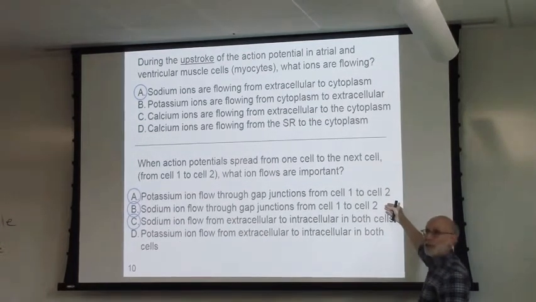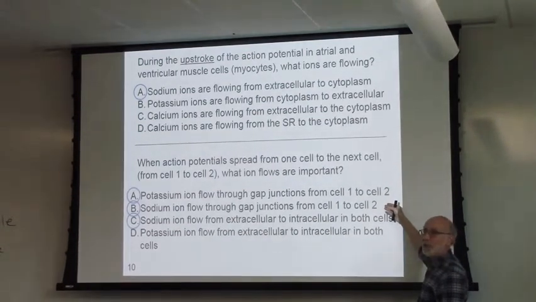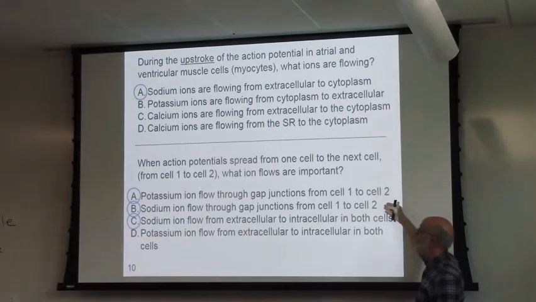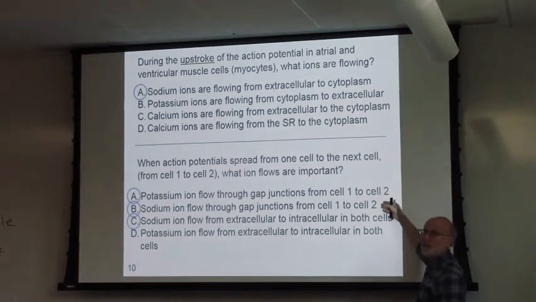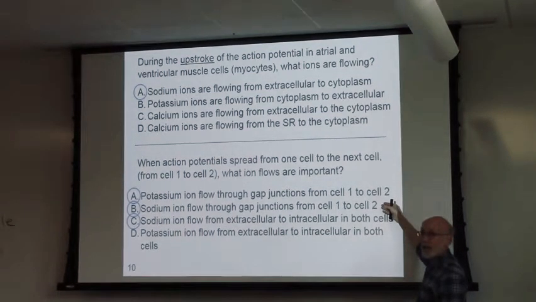But sodium is present in the cytoplasm, so sodium also flows from one cell to the next. That's a true statement. A is bigger than B, but B is a true statement. Is that clear? We have potassium in the cytoplasm, but we also have sodium in the cytoplasm, and so both ions are flowing through gap junctions.